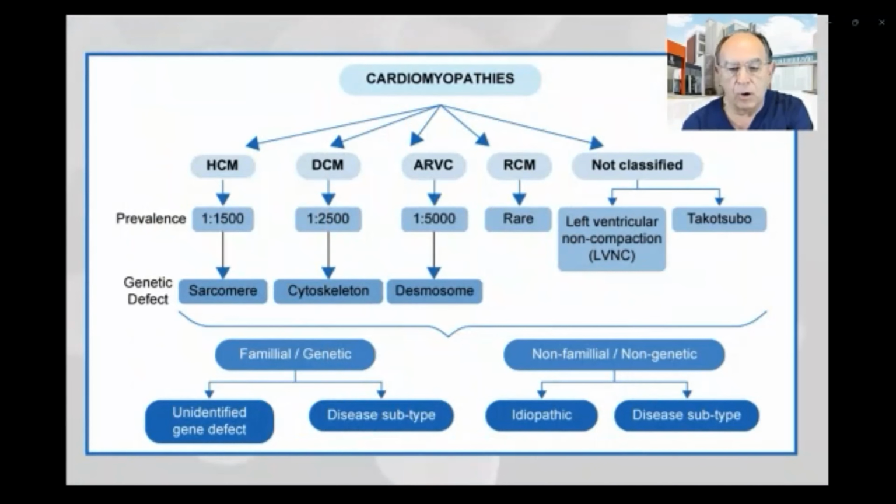A long time ago, the cardiomyopathies were classified in different forms. Right now, the European Society of Cardiology and the American College of Cardiology decided to classify the cardiomyopathies in 5 different groups. The first is the hypertrophic cardiomyopathy, the second is dilated, the third group is the arrhythmogenic right ventricular cardiomyopathy.